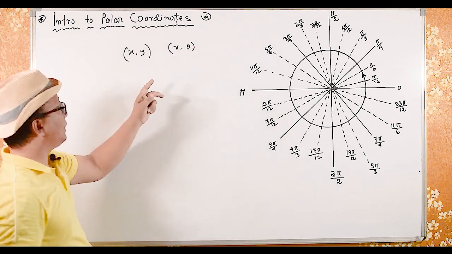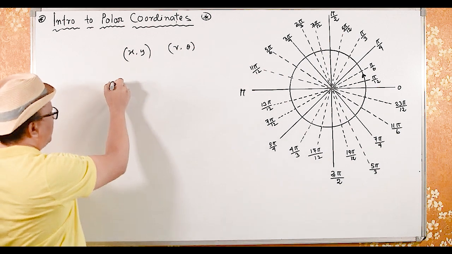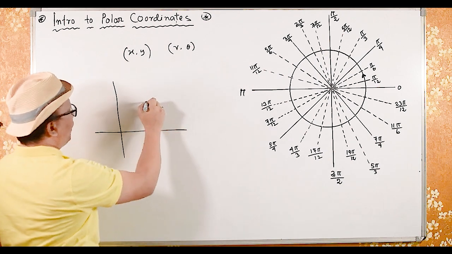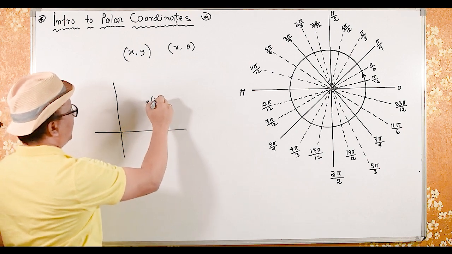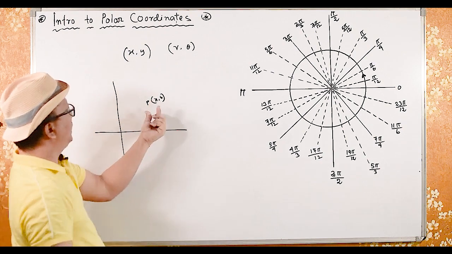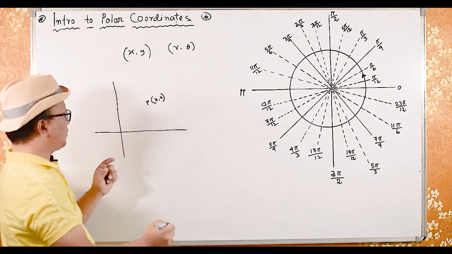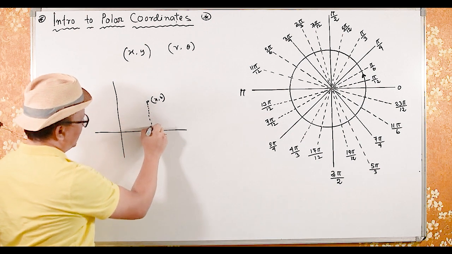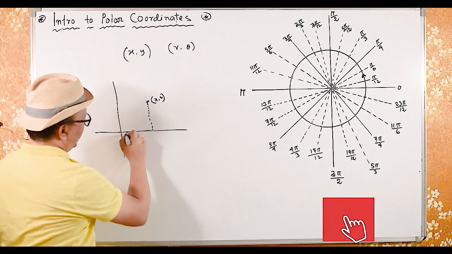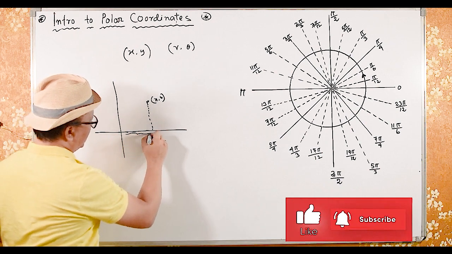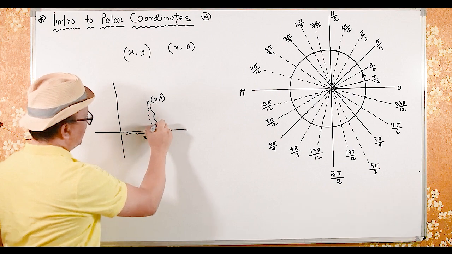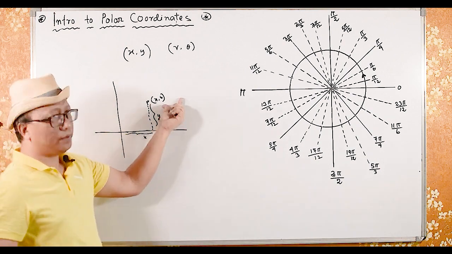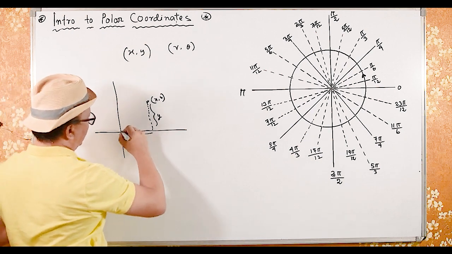So let's consider 2 dimensions. Take any point P(x, y) in Cartesian coordinates. The point P is like this. Here this is x and this is y. Any point P(x, y) is in Cartesian form. Let's connect this, this way.